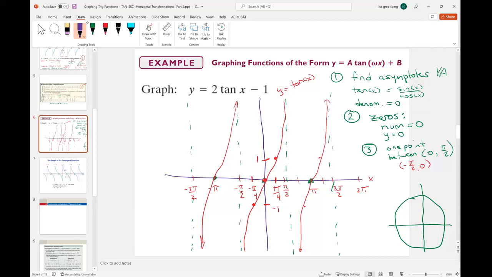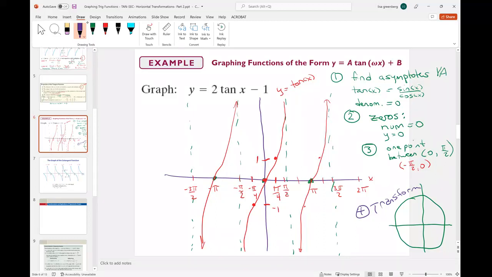So what's our transformation that we need to do first? Down 1. If I told you tangent equals 1, would you subtract 1 first? No. What would you do? So we stretch it first. We multiply by 2 first, right? Be careful, if you do things out of order, it won't work.